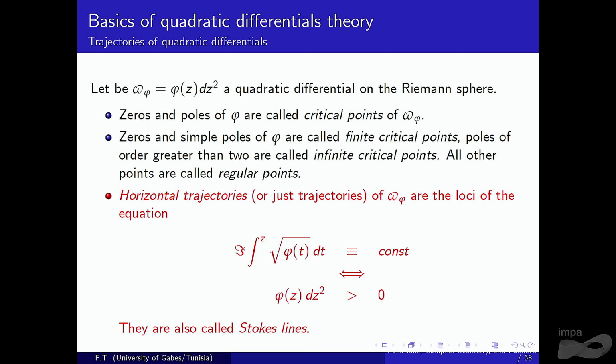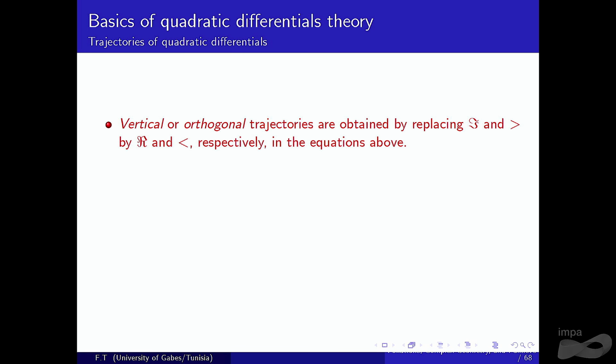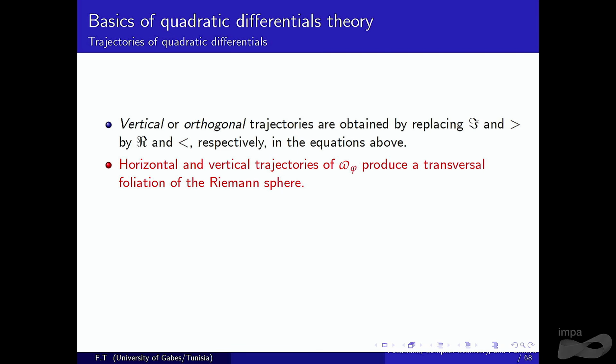Now, we define the horizontal trajectory, or just trajectory in the rest of my talk, of our quadratic differential as the level sets of the imaginary part of the integral of the square root of phi(t) dt equal to a constant, which is equivalent to the fact that phi(z) dz squared is positive. In the same vein, we define the vertical or orthogonal trajectory by replacing imaginary part by real part and positive by negative. Horizontal and vertical trajectories then produce transversal foliations of the Riemann sphere.